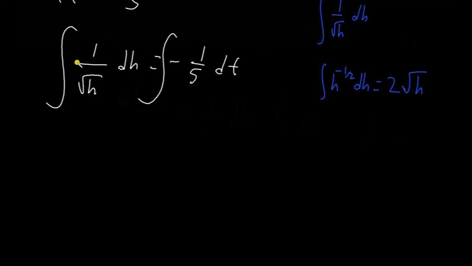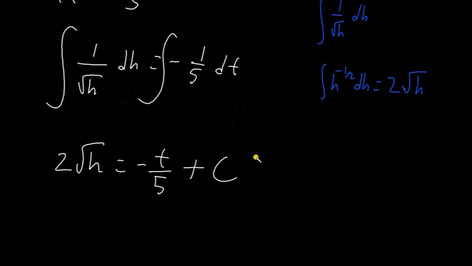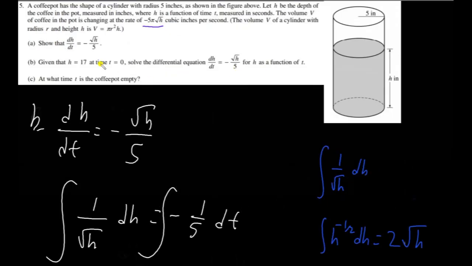So that gives us 2 square root of h equals, if we integrate this, that's negative t over 5. Now we're going to plus c. Okay, so now's a good time to apply our initial condition.